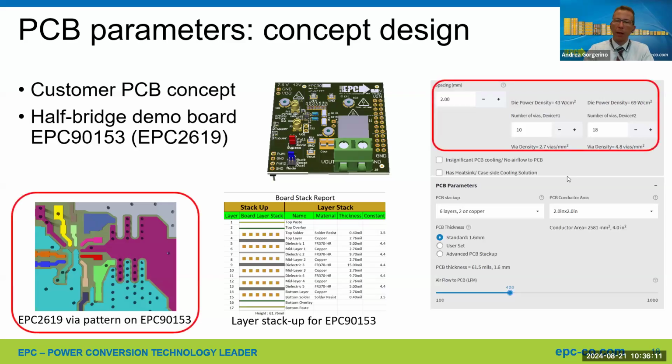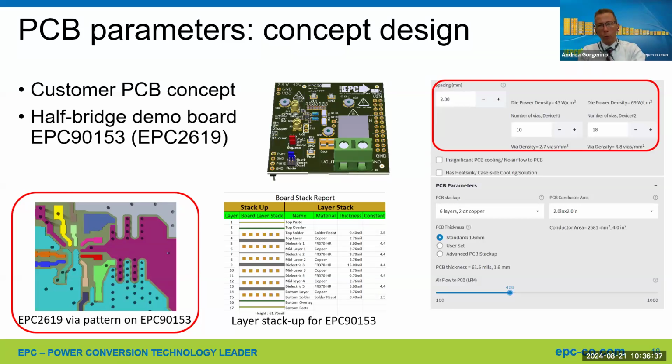And that is mainly, so first of all, we'll start with the spacing, right? How far apart the devices are. And that's easy to measure. And then you have the number of vias of each device. So I took a snapshot here from the Gerbers showing the vias for the high side and the low side. You can see my mouse, it's right here. And it's basically 10 for the high side, that's the FET on the top, and 18 for the low side.